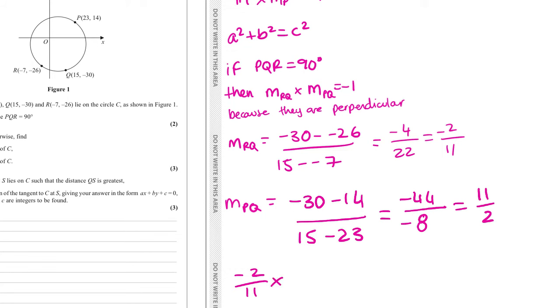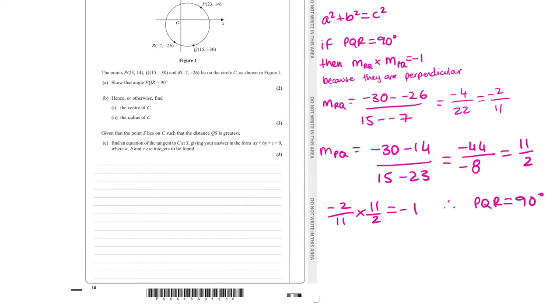Minus 2 over 11 times 11 over 2 equals minus 1. Therefore, PQR equals 90 degrees. I know it's a lot for 2 marks. However, it's really good that we get into the habit of writing it like this, because when we look at the proof question later on, you're going to see why. Okay? You could have also used Pythagoras. Right? Perfect. So we've proved it.